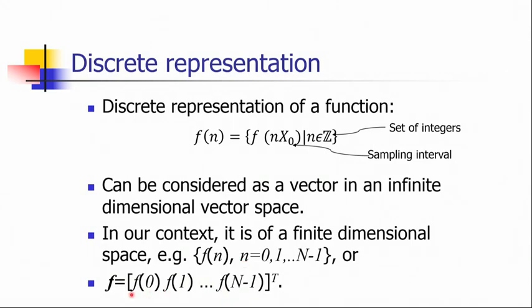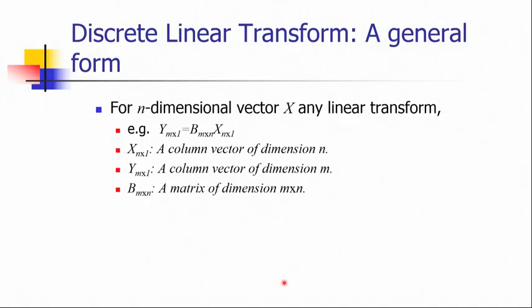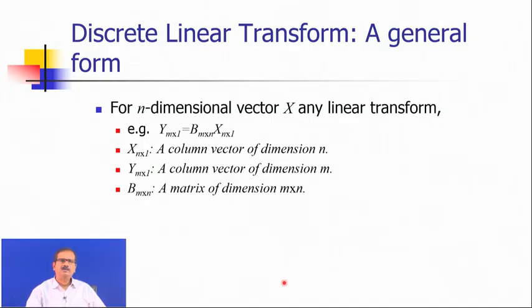So, let us consider that we are representing our function in this case with a finite dimensional vector, and say in this case it is an n dimensional vector. It is a column vector representation. That is why the transpose operation has been used here. So, then how do you define a discrete linear transform?